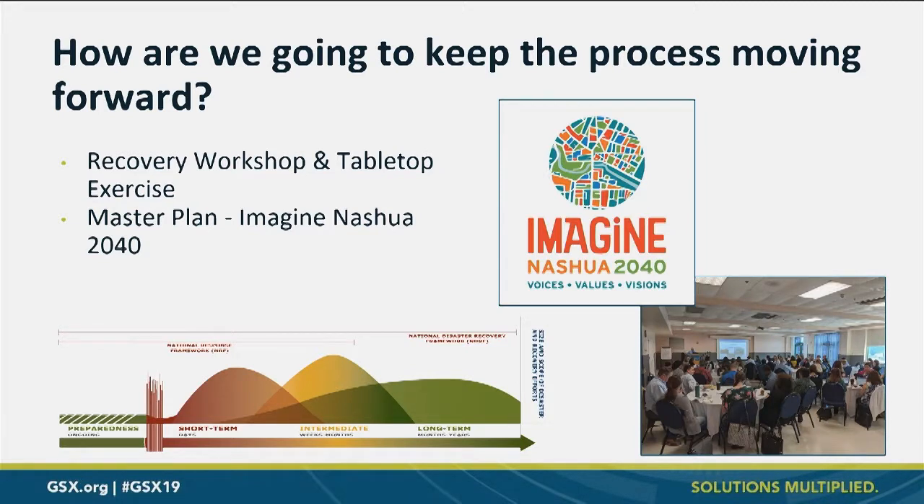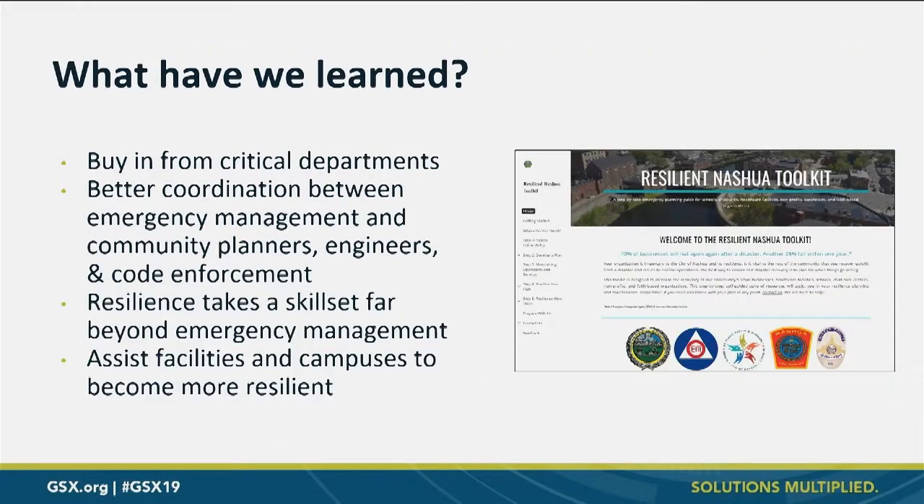And then the last piece where we're going to look at how we're going to keep this process going is we're going to start the master planning process in the city. And all the work that we did as part of this mitigation plan is going to be included in that master plan. And we've built up now a cadre of people who are interested in seeing the community move forward, but in a resilient way. So we're really happy to be involved as much as we're involved in the Imagine Nashua 2040 project. And I'm not even sure we would have been invited to the table if we would not have gone through this process. So what have we learned?